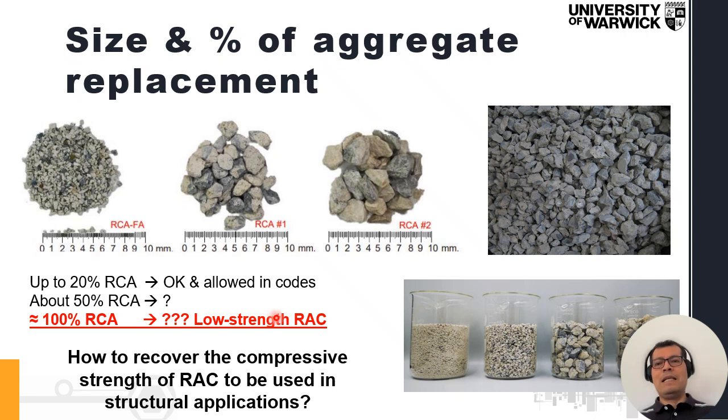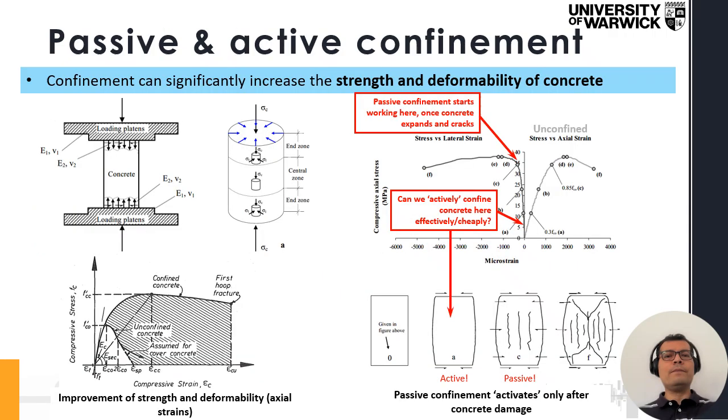And in general, there is limited research and limited knowledge of what happens with that recycled aggregate concrete, with that RAC. And therefore the question is, if we are replacing very large amounts of our aggregates with RCA, and that reduces the strength, what can we do to recover some of the strength and actually use that RAC in structural applications? And to basically answer that question, what we have been doing is to use passive and active confinement around RAC elements to see how much we can increase the strength.